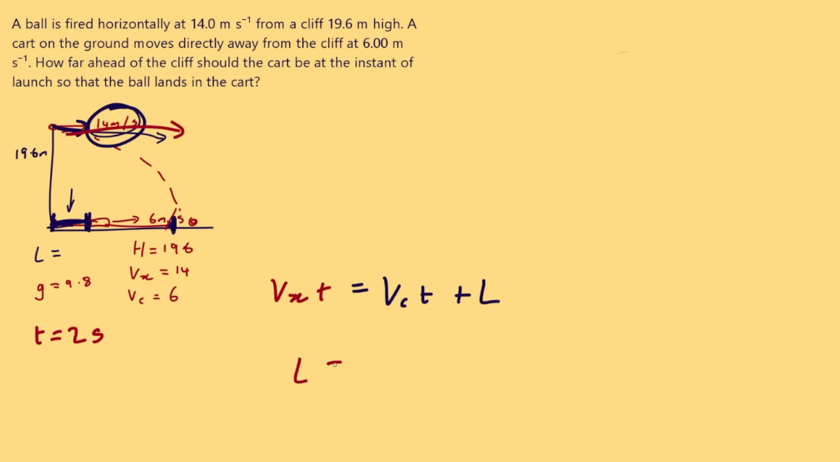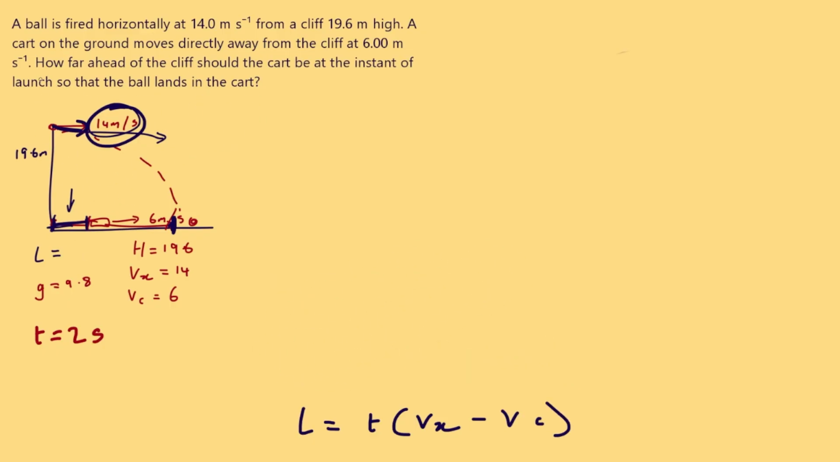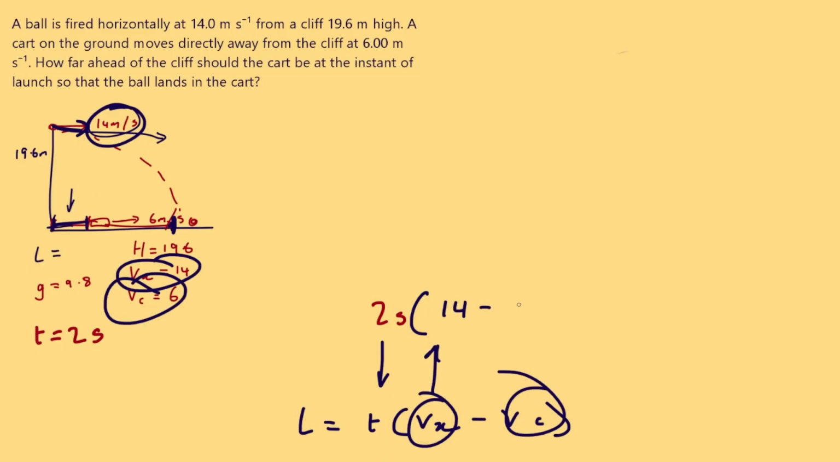Let's isolate L and we get this equation, Vxt minus Vct. Let's factor out t to give us an easier equation, to get L equals t times (Vx minus Vc). And plugging in our values, time is 2 seconds. The horizontal speed of the ball is 14 minus the speed of the car being 6. This gives us 2 times 8, which is 16 meters. That is our answer for L.